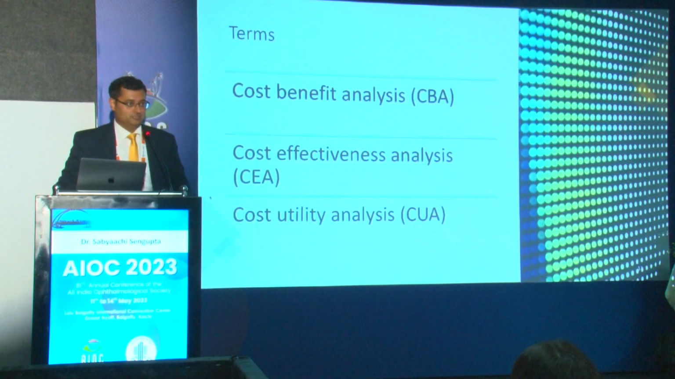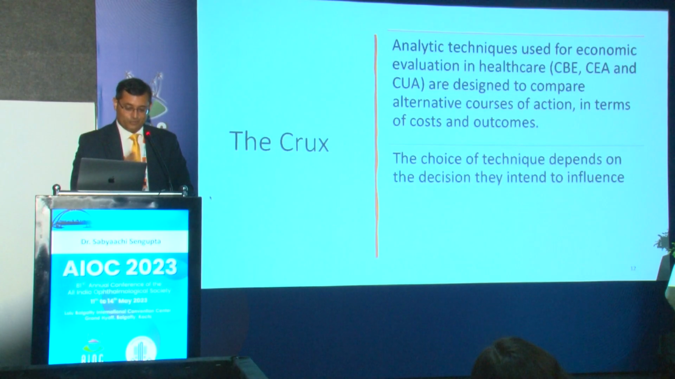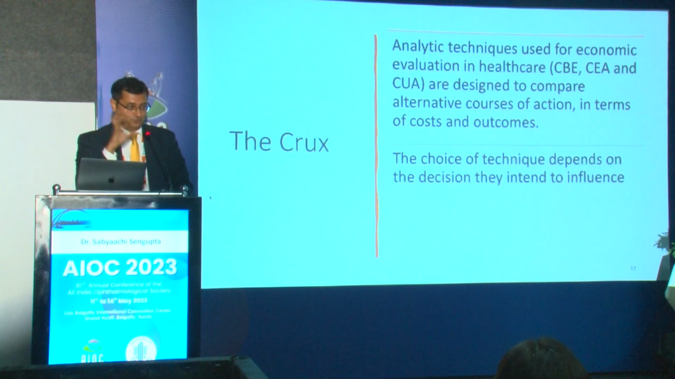So how do we do this? This is health economics in a nutshell. The three important terminologies are cost benefit analysis, cost effectiveness analysis, and cost utility analysis. There are many other subtypes, but these are the three important ones. The crux is these are analytic techniques used for economic evaluation of healthcare, designed to compare alternative courses of action in terms of costs and outcomes. If you have three injections, a biosimilar, a biologic, and a better biologic, which one is most cost effective, or which one should the government actually spend money on? The choice of technique depends on the decision they intend to influence.